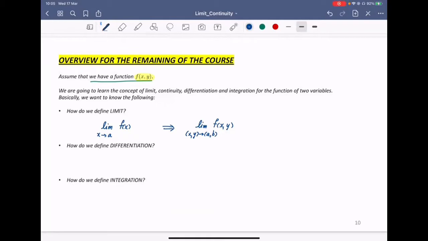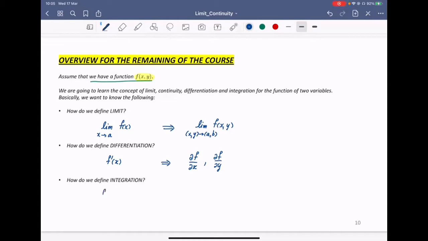And then after that, before, you had differentiation, which is f prime of x, and you have the formula where you can use the power rule, the chain rule, anything. Well, we're going to look at differentiation in two dimensions. So the notation is going to be the derivative of f with respect to x or the derivative of f with respect to y. So you have to fix which variable you are going to differentiate with respect to.